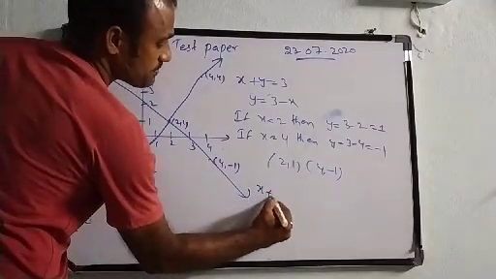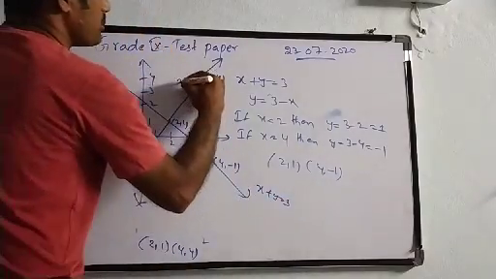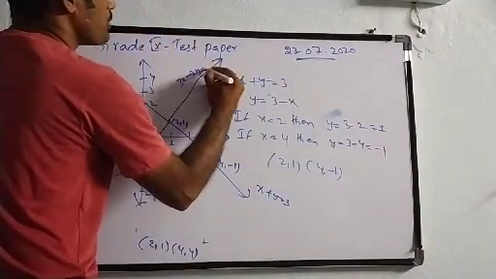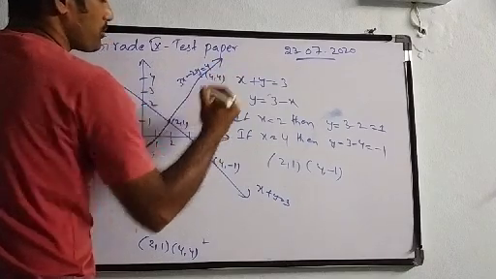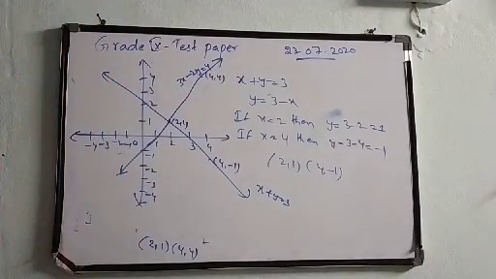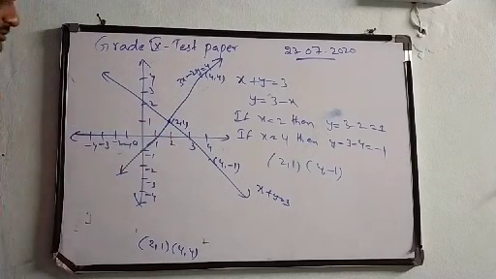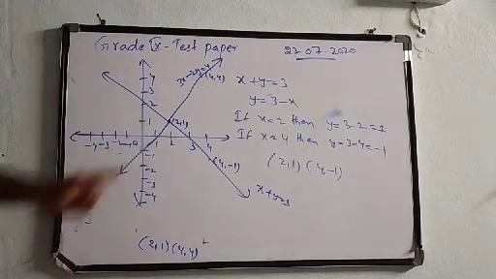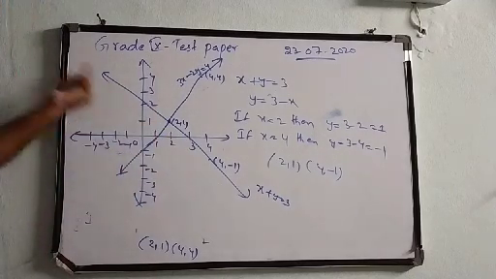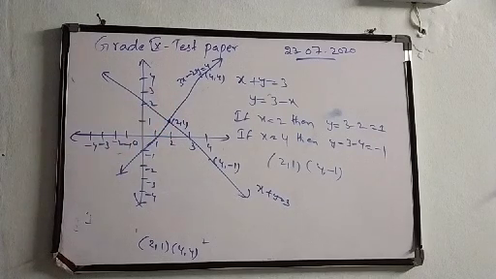So this is x plus y is equal to 3. This is 3x minus 2y is equal to 4. So these two lines are intersecting at 2 comma 1. So he is asking at which point the two equations are going to intersect. They are intersecting at 2 comma 1.